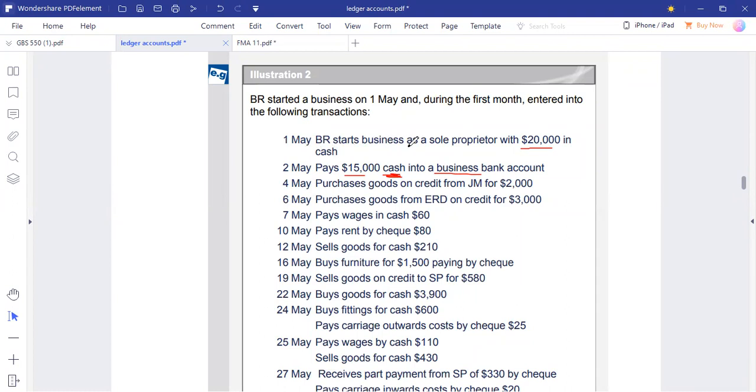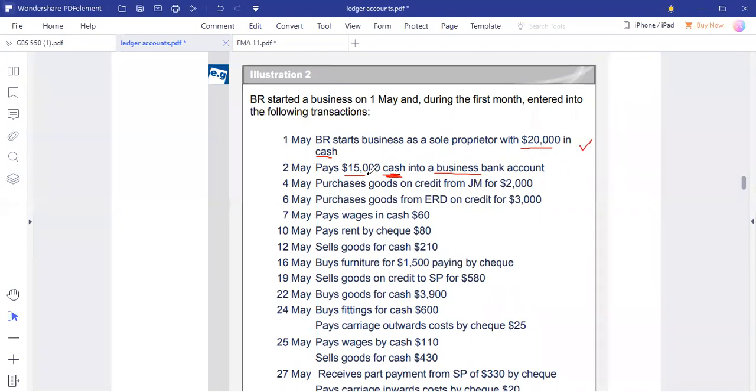May 1, started a business with 20,000 in cash. So since this is specific in cash, there are 2 accounts here, the capital account and the cash account. The capital account is going to be credited because we're increasing our equity, and the cash account will be debited because it is receiving. So we are done with this one there.